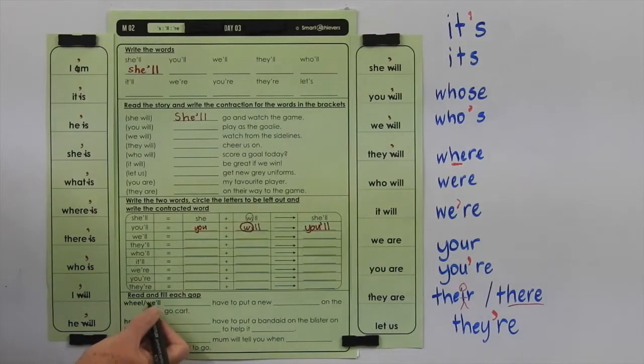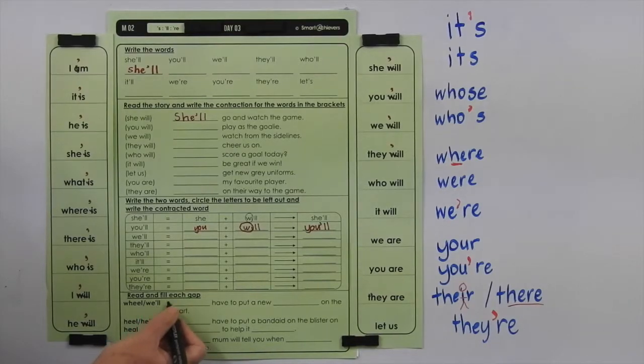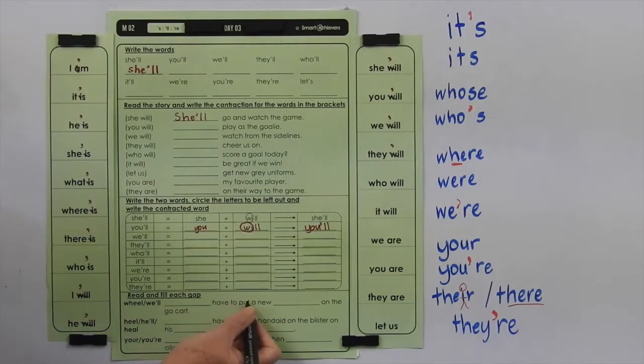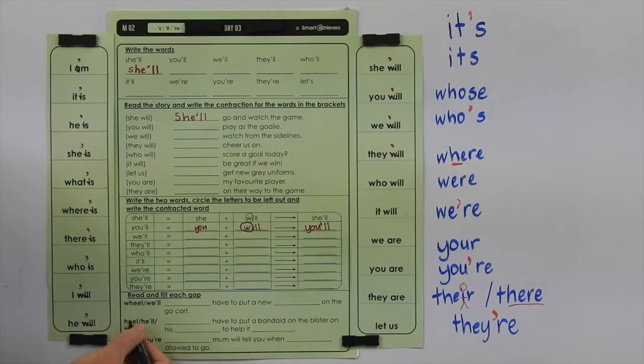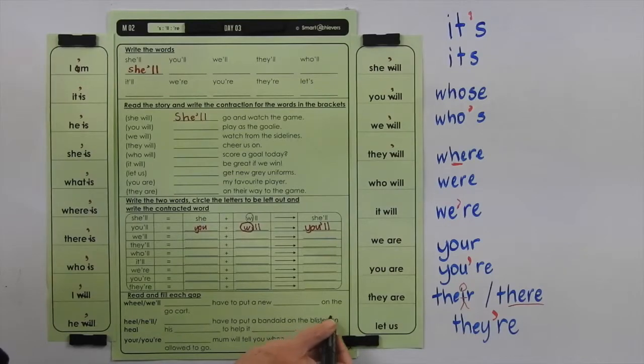So if you're not sure which one fits in where, try writing the contraction or saying the contraction in its extended form, we will. We'll have to put a new wheel on the go-kart. Now this heel here, first heel means the back part of your foot, the heel. This is short for he will, and this one is when you're not well or you've got a sore or something and it gets better, so you heal. So he'll have to put a band-aid on the blister on his heel to help it heal.